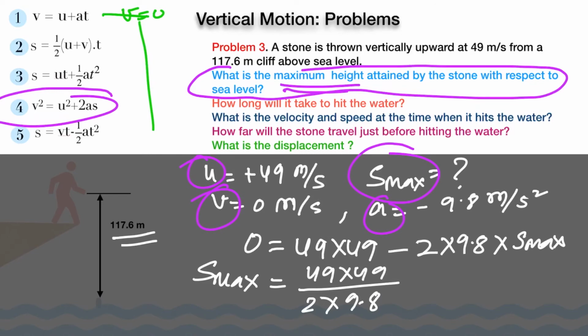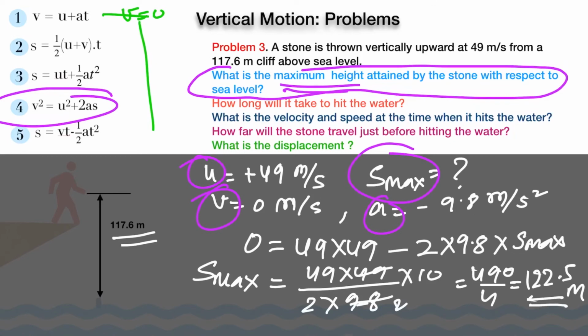And if you solve this, 9.8 becomes 98, so this becomes 2 into 10, right? So 490 divided by 4, so this will become 122.5 meter. It goes to a maximum height of 122.5 meter from this cliff.